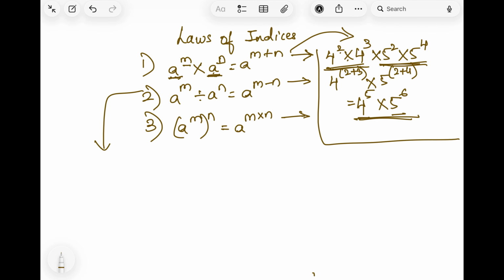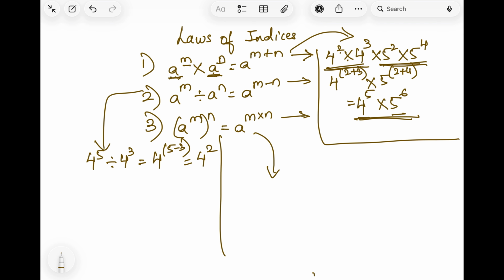Now we will take up an example for the second law. Simple. We will just take up 4 raised to 5 divided by 4 raised to 3, which is equal to 4 raised to 5 minus 3. So the answer is 4 raised to 2. So the second law also is, I think, well understood.